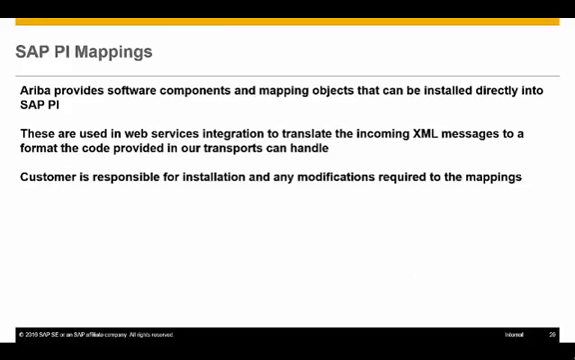We also provide some SAP PI mappings. We provide the components in the mapping objects that can be installed directly on the PI. These are usually used for web service integration. Basically, it controls the translation of incoming XML messages to a format that your transport or the SAP Transport program can handle.